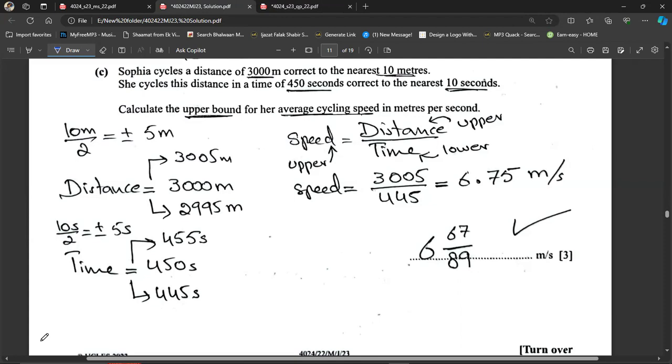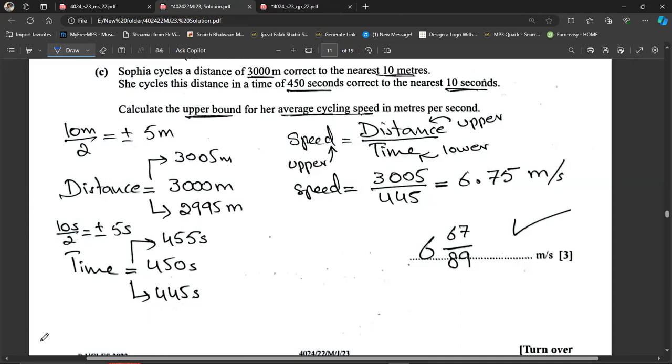Now they want me to find the upper bound of the speed. The speed is equal to the distance divided by time. If you want the upper bound of the speed, you have to take the upper bound of the distance, and you will have to take the lower bound of the time. Because the speed comes from dividing these two quantities, for the upper bound of the speed, the distance upper bound must be taken and the time's lower bound must be taken.